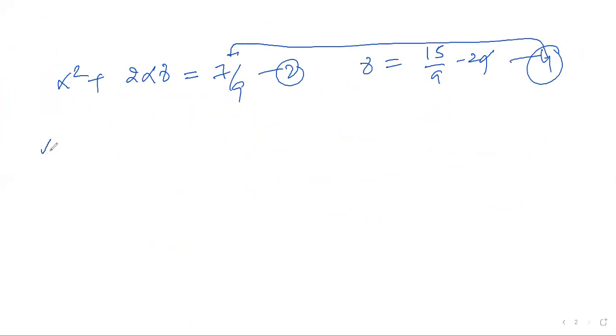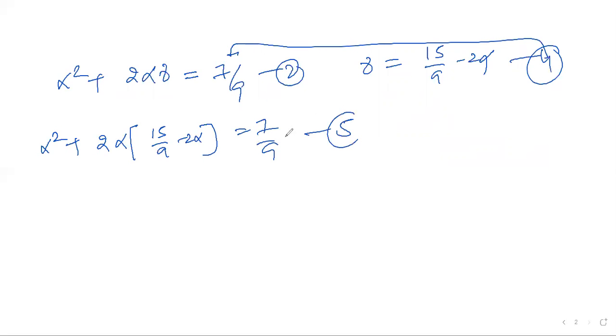What are we going to get? Alpha square plus 2 alpha into 15 by 9 minus 2 alpha is equal to 7 by 9. This is equation number 5. Can you solve this equation? Because it is a second order equation, right? After you simplify, you are going to get a simple equation.